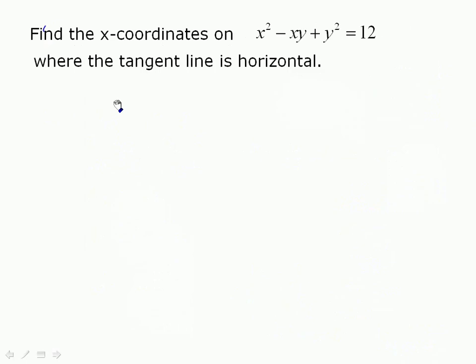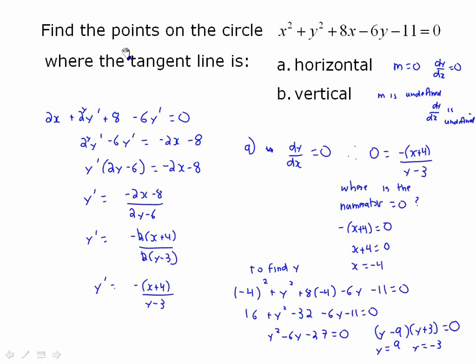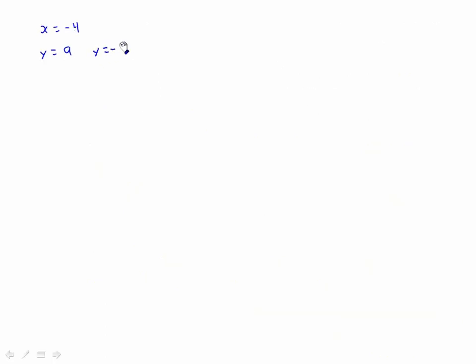Okay, so at x, let's try again. X is equal to negative 4. Y is equal to 9 and negative 3. So therefore, the tangent line is horizontal at (negative 4, 9) and (negative 4, negative 3).